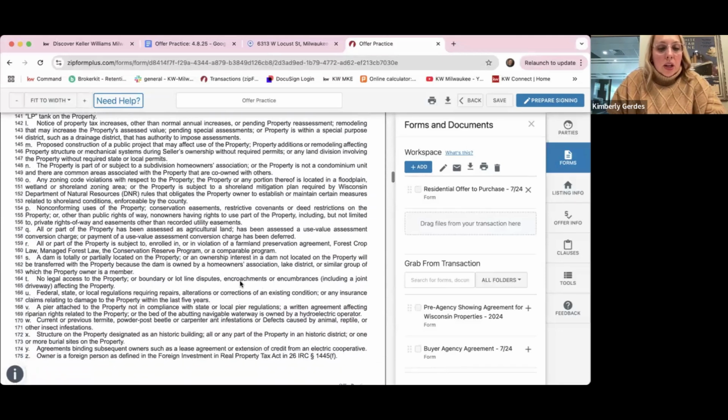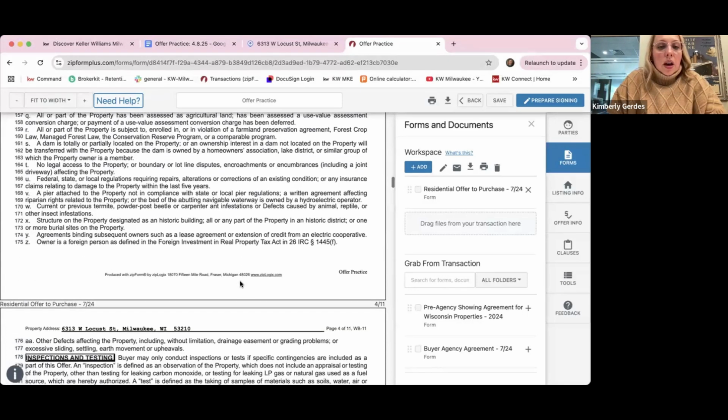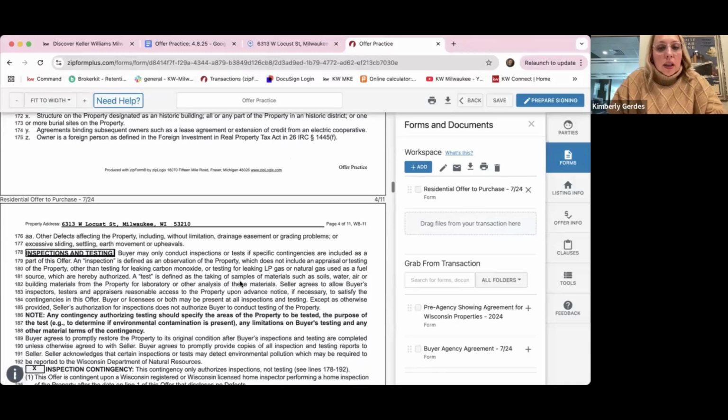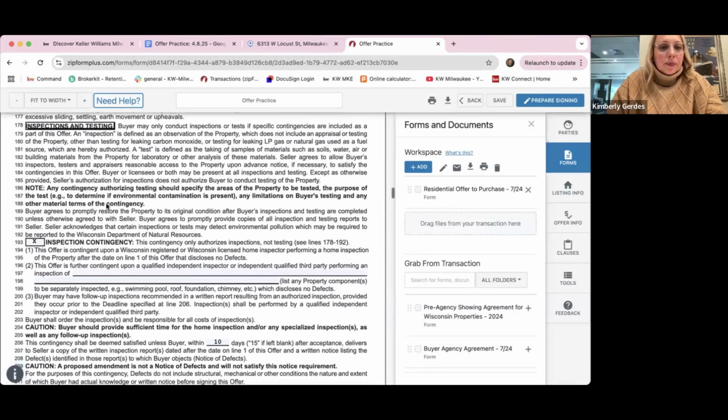So I'm going to scroll through page 3. Those are a list of defects and things that a seller would be responsible for ensuring that they put on a condition report. But I'm going to go here to the top of page 4, and here's where we start getting into some of our first contingencies.